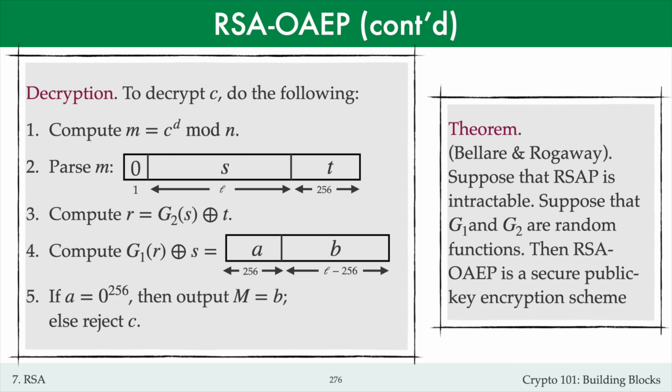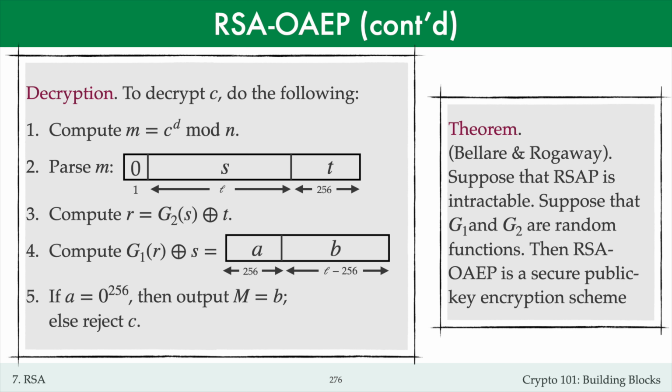Suppose that the RSA problem is intractable. Suppose also that the masking functions G1 and G2 are random functions. Then RSA-OAEP is a secure public key encryption scheme. As with all our security theorems, the conclusion is very appealing. Namely, we have a mathematical guarantee that RSA-OAEP is semantically secure even against chosen-ciphertext attacks.